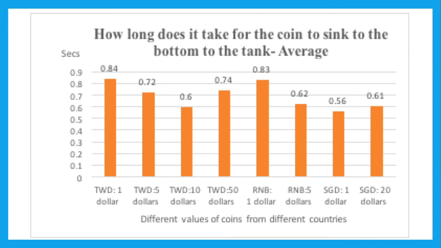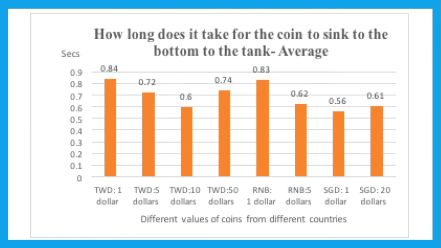So according to the last graph, which shows the average of the 3 trials, we can tell that the average time of the Singapore $1 while sinking is the fastest. However, it is not the lightest. Also, according to the graph, the average time of the Taiwanese $1 and RMB $1 while sinking is the slowest. But the Taiwanese $1 is lighter than the RMB $1. As a result, we suggest that the mass doesn't have anything to do with the sinking speed.